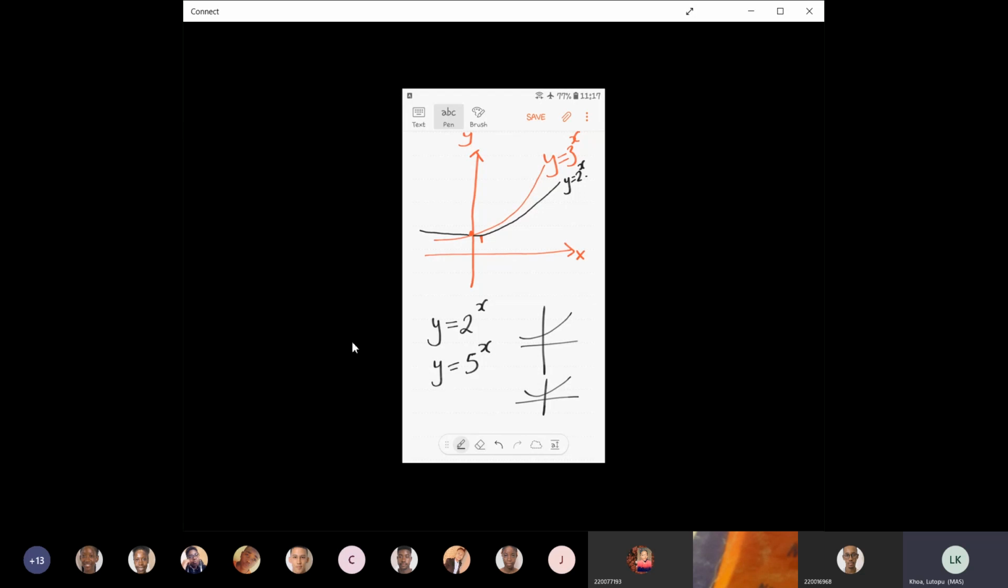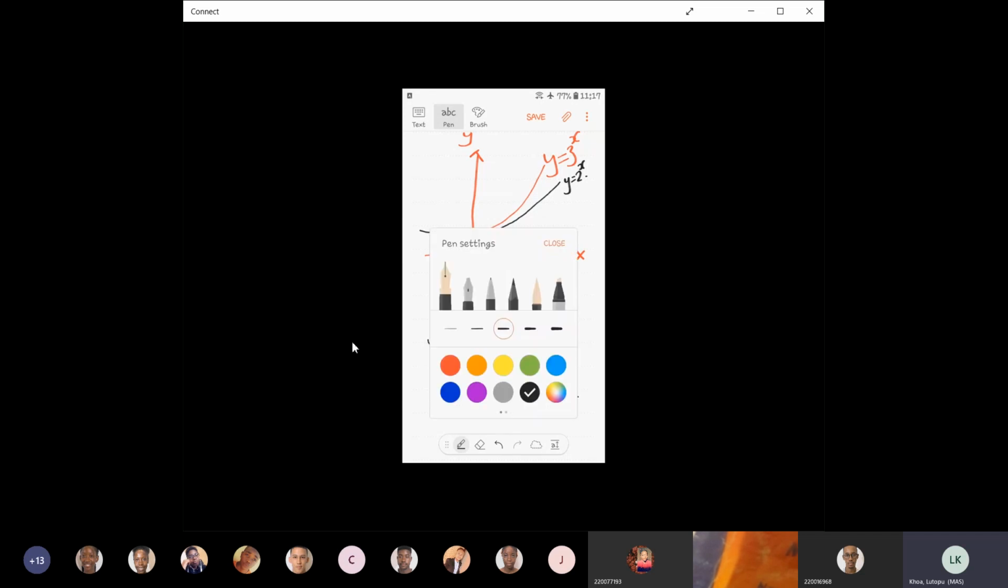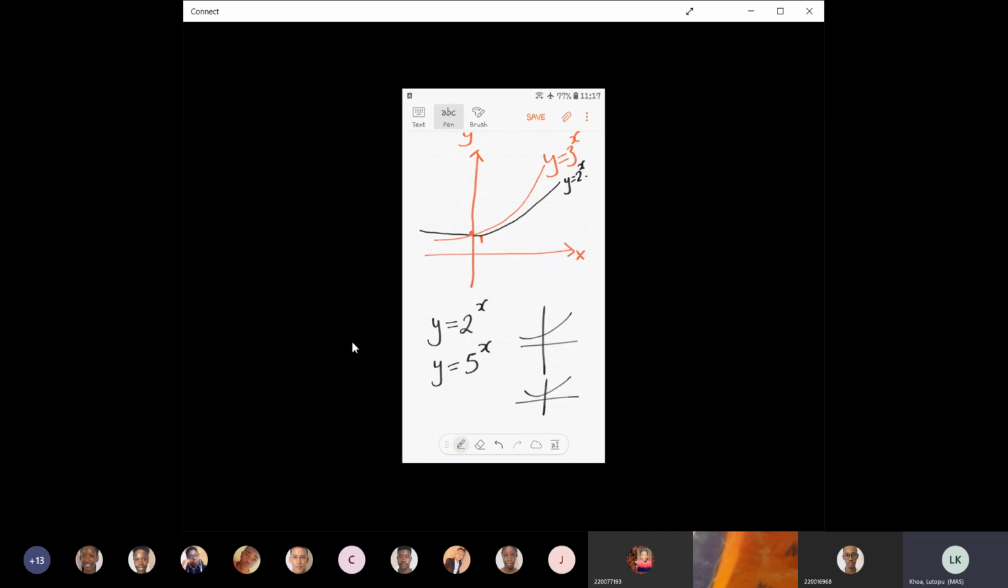Then with 5, I look at 5. 5 is bigger than 3 and 2, so it must be closer to the y-axis than both of them. So I'll draw this one in red. I'll put it somewhere here. Okay, and then I go to the second quadrant. In the second quadrant, it is bigger than both of them, so it must be closer to the x-axis compared to both of them.